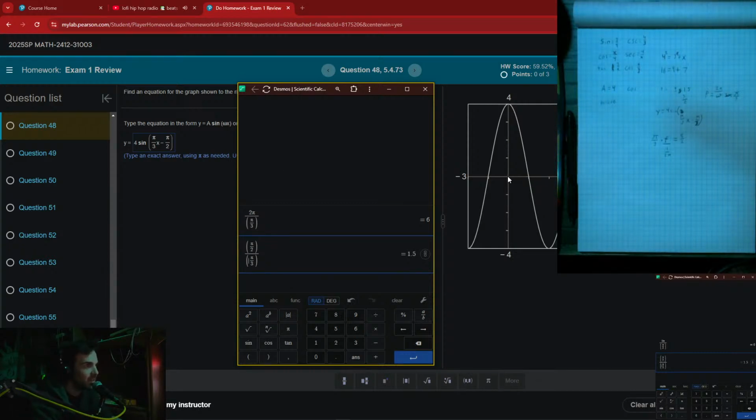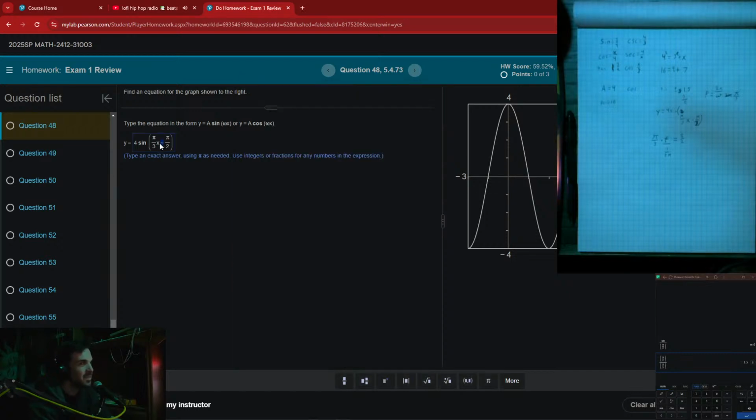Because instead of starting here, it has to be negative though, right? Does it? So I think I have to put plus in the parentheses, so that we get a negative phase shift backwards, because we want this to be the origin. Alright, let's see it.